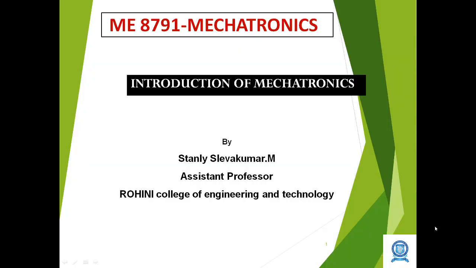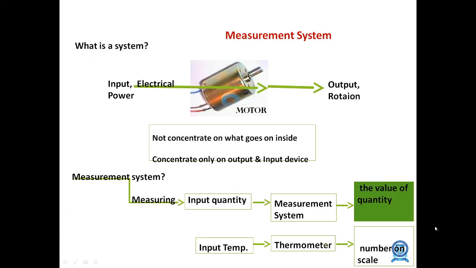Hello students, in this session we are going to see about an important topic in the first unit, the measurement system. So what is meant by a system? A system consists of an input power, an input quantity, and the value of the quantity. It does not concentrate on what goes on inside, but only on the input and output. Consider a motor which runs on electricity: input power is given and the output is taken as rotation. So this is a system.